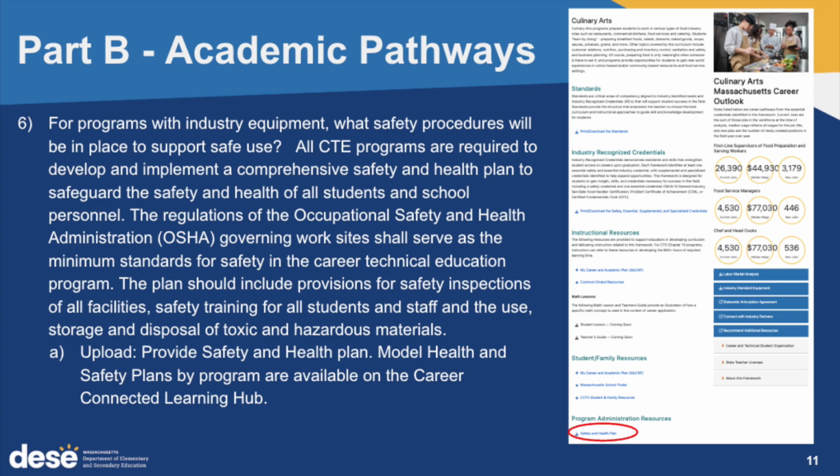For example, if your program has a walk-in freezer, you will want to add specific instructions for students using the walk-in freezer. The plan should include provisions for safety inspections and training, and storage and disposal of toxic and hazardous materials. The safety and health plan also includes checklists which the school will use ahead of the on-site safety, health, and accessibility visit, which will be reviewed in more detail later on in this module.